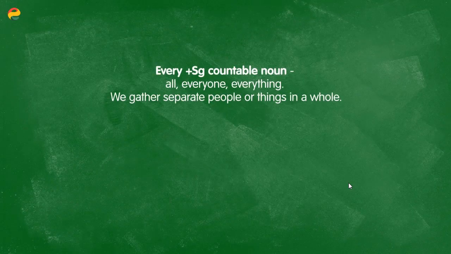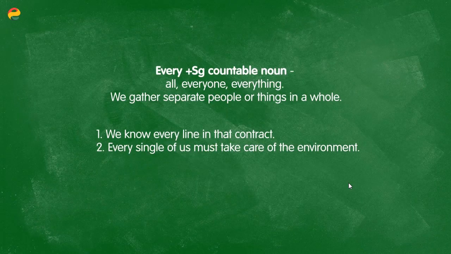So, we also will use singular nouns with the pronoun every. And every means all, everyone, everything. So here we're gathering separate people or things into a whole. Just like in the sentence, we know every line in that contract, and every single one of us must take care of the environment. Here, instead of talking about it one by one, I'm saying that all of us together must take care of the environment. Or, I know all of the lines in that contract, every line, together.